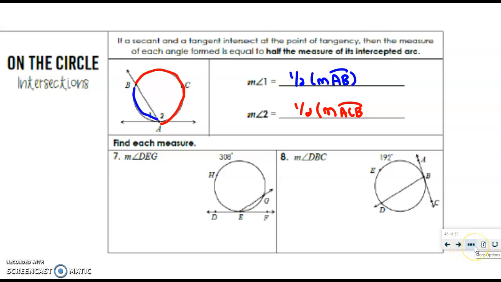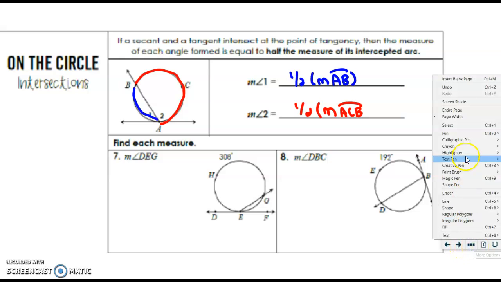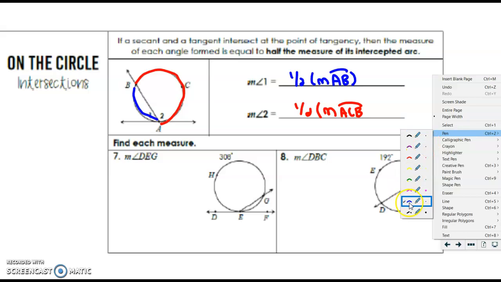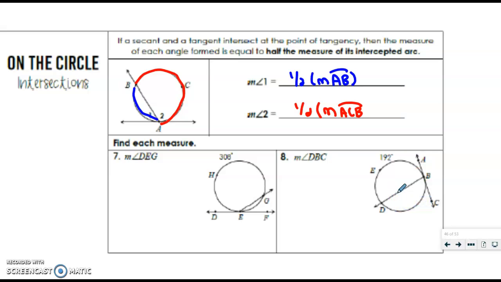Alright, so in the last video we looked at intersections that are inside the circle. With this one we're going to be looking at intersections that are on the circle. So when I look at a situation like this, we're going to create two arcs. In this case we have an arc AB that's going to relate to angle 1, and then we have an arc BCA which is going to relate to angle 2.